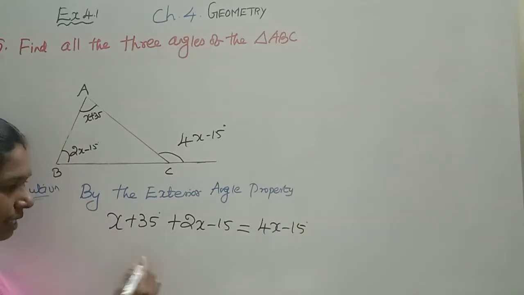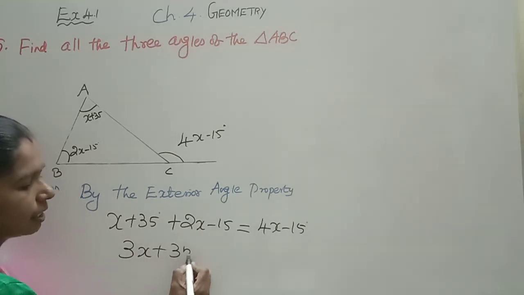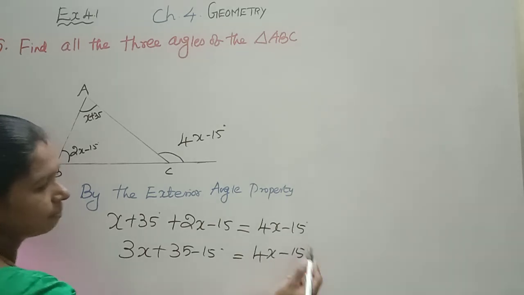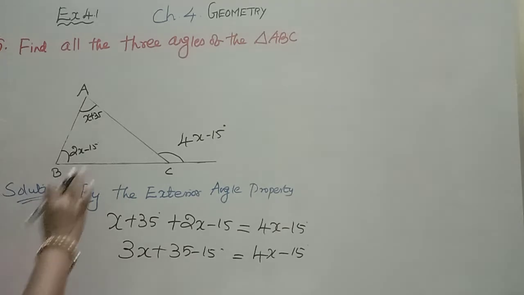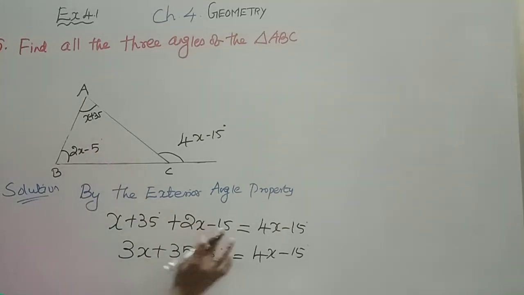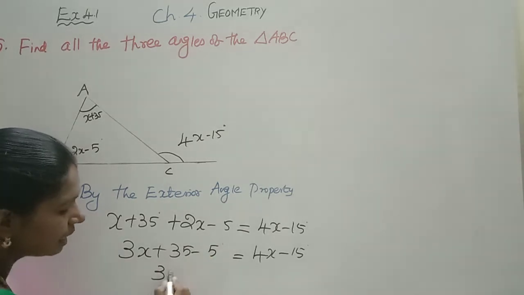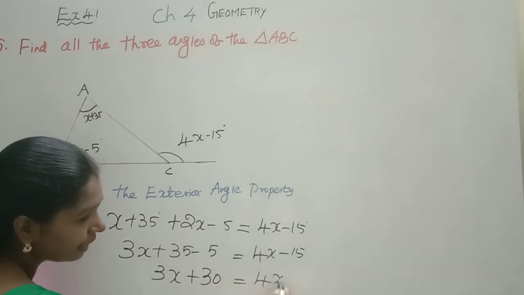Now x plus 2x is equal to 3x, and 35 minus 15 is equal to 4x minus 15. Here you can subtract the values: 35 minus 15 is 20, sorry, not 15, here it is 5 being subtracted. So you are getting 3x plus 35 minus 5, that is 30, equal to 4x minus 15.